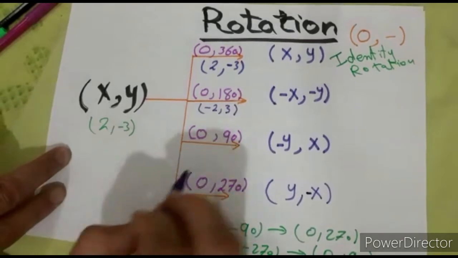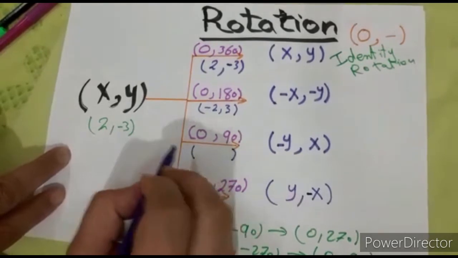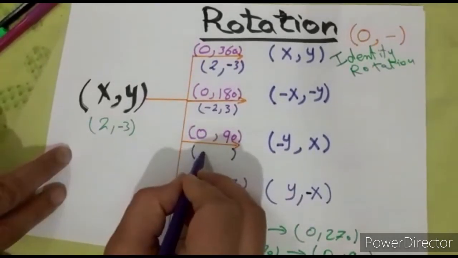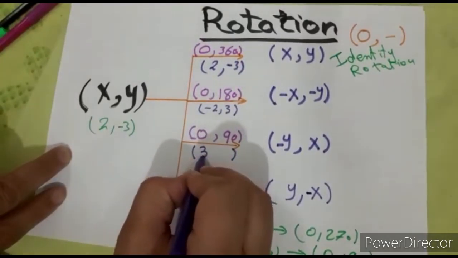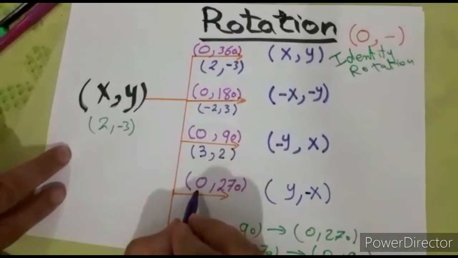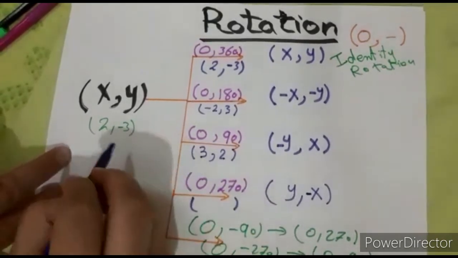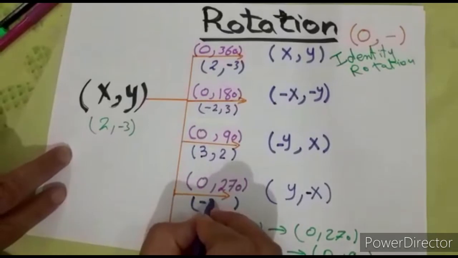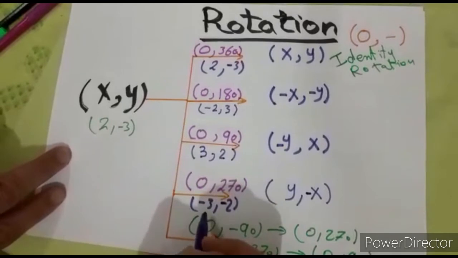2 and negative 3 by rotation O and 90. Number one, replace: negative 3 first and 2 second, but change the sign of Y. Then we can write 3 positive and 2. By rotation O and 270, replace between the two coordinates: negative 3 first and negative 2 second. So we replaced X and Y and changed the sign of X.